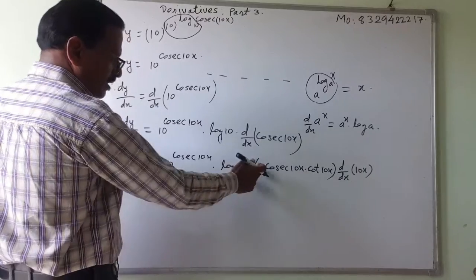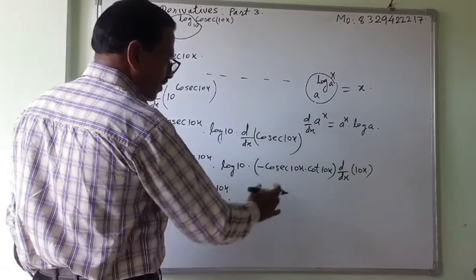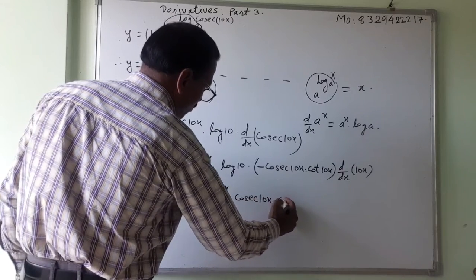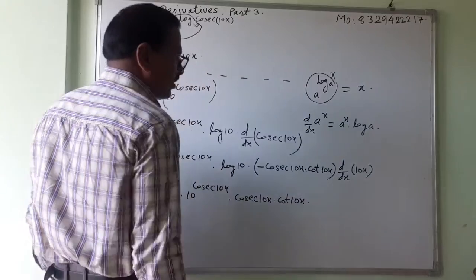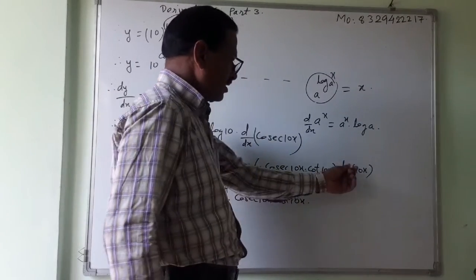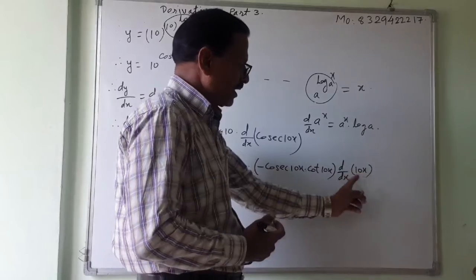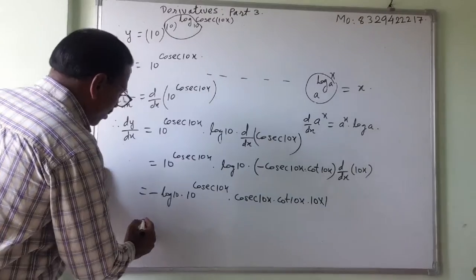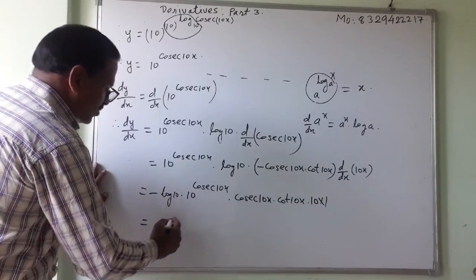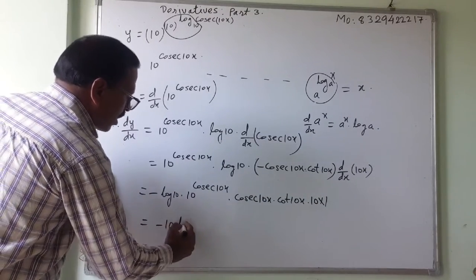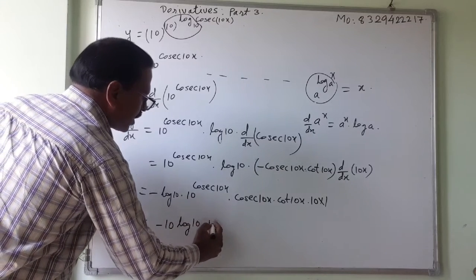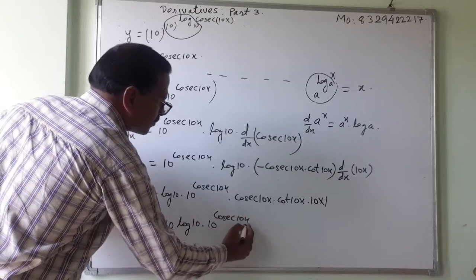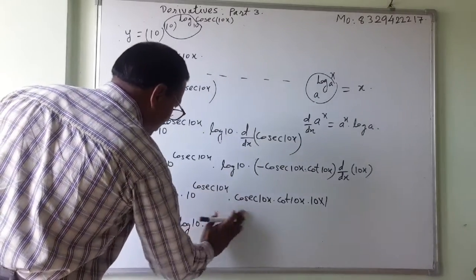This much part is over. This negative sign also taken, into this part is remaining, cosec 10x into cot 10x into derivative of 10x. This is a constant 10. Take out, take the derivative of x. It is 1. So it is 10 into 1. And the overall answer will be minus. This 10 I will write first, into log 10 I will write, into 10 raised to cosec 10x, into, or this part also I will write afterwards.